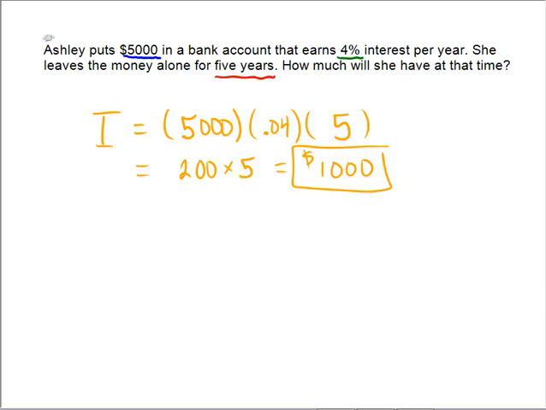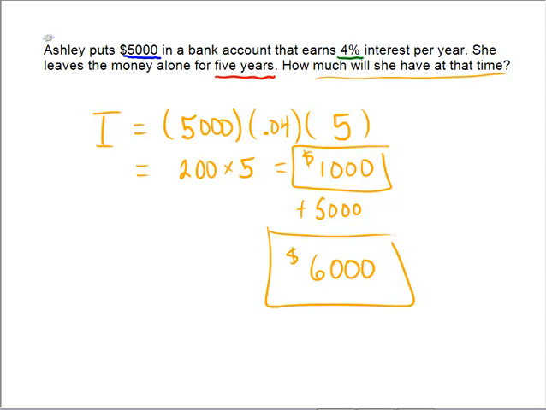So how much money will she have total? Well, take the $5,000 that she had initially, add that to the interest of 1,000, and your final answer for the value of the account would be $6,000.